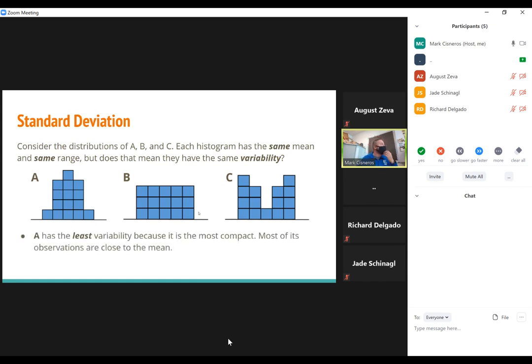Okay, A has the least because it's the most compact. Most of the observations are close to the mean. Most of the data is in the middle, where the mean is, where the average is. But the last one has the highest variability, the highest standard deviation, because that's exactly where all the data is: on the outside, away from the mean. We know the mean still has to be in the middle because it's symmetrical. Remember, if a graph is symmetrical, the mean and median have to be in the middle.